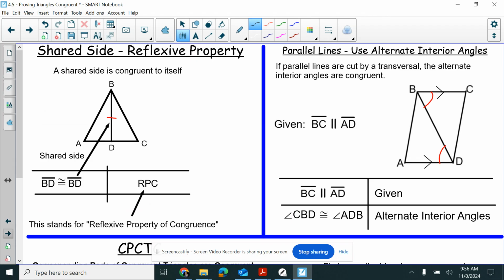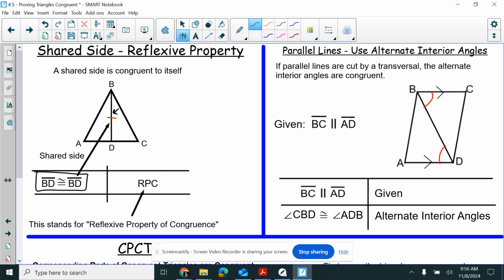Just a couple more things. Another thing that's going to come up is if you have a shared side in a triangle. So this would be my shared side. So you just write that side is congruent to itself, BD is congruent to BD, and the reason is always going to be RPC, which stands for the reflexive property of congruence.